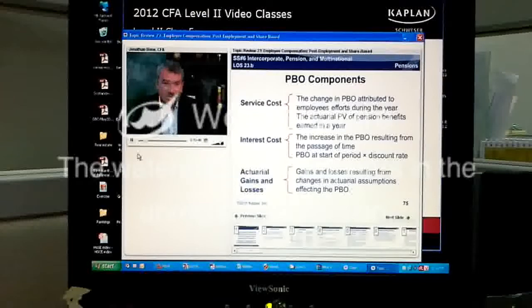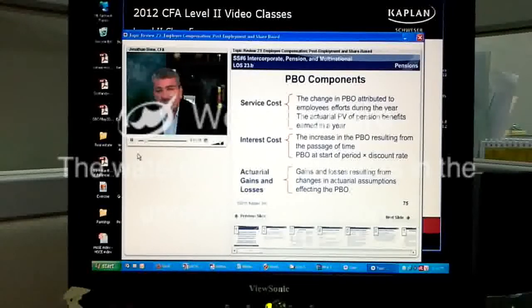So, if you remember, we're asked to explain and compute the PBO, so we better know the PBO components. Service cost. The service cost is simply the change in the PBO because your employees have worked for one extra year. So the service cost, therefore, is the increase in the PBO due to employees' efforts based on their final salaries. For every year that they work, they're entitled to more when they retire.